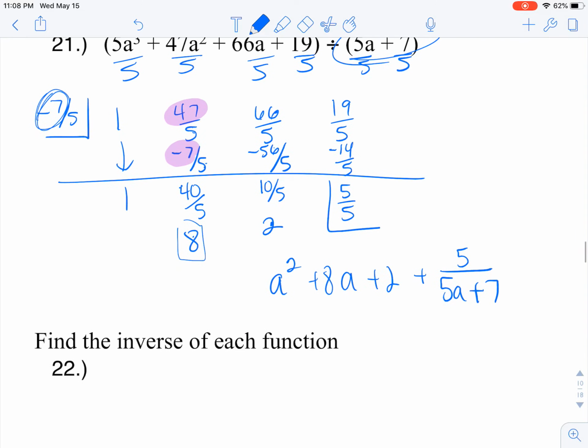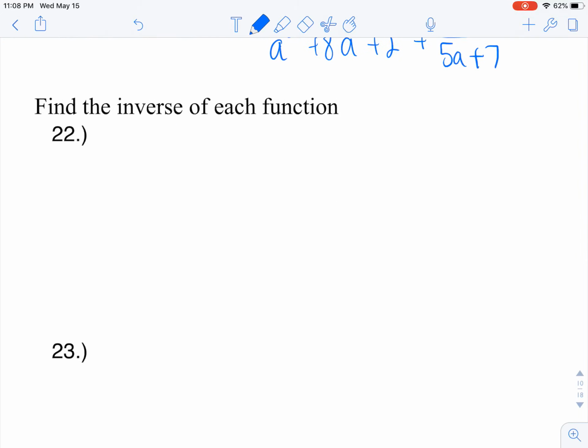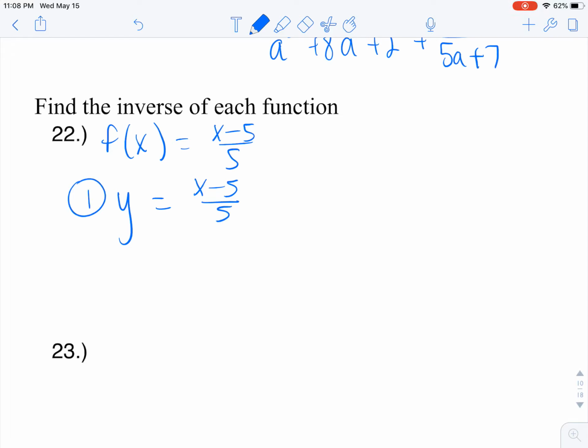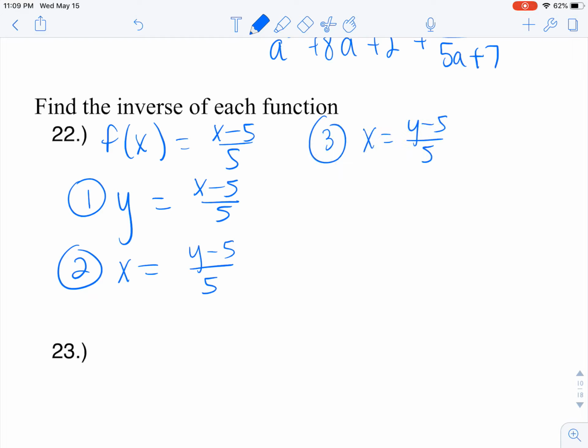All right. And, oh, we still have more, sorry. Find the inverse. So the original problem is f of x equals x minus 5 over 5. So the first step we do is we are going to replace f of x with y. So that's step 1. Step 2 is to flip-flop x and y. So it's going to end up being x equals y minus 5 divided by 5.